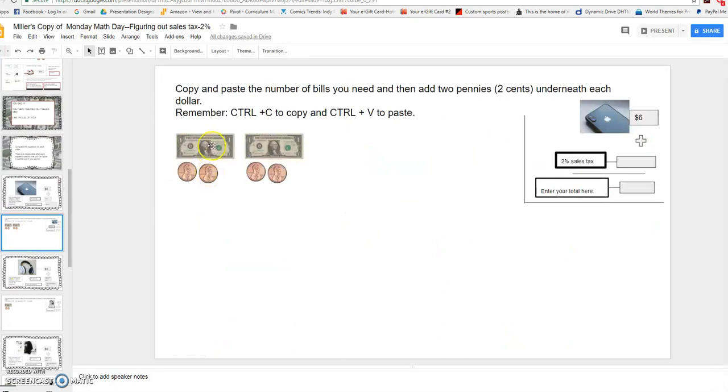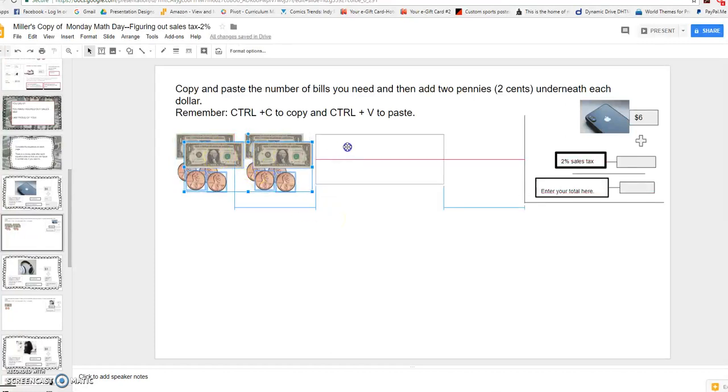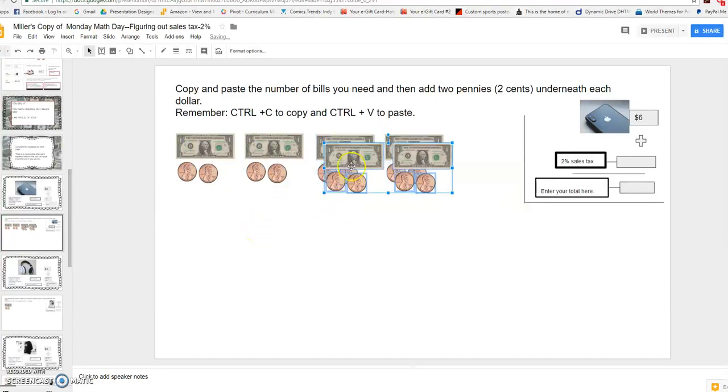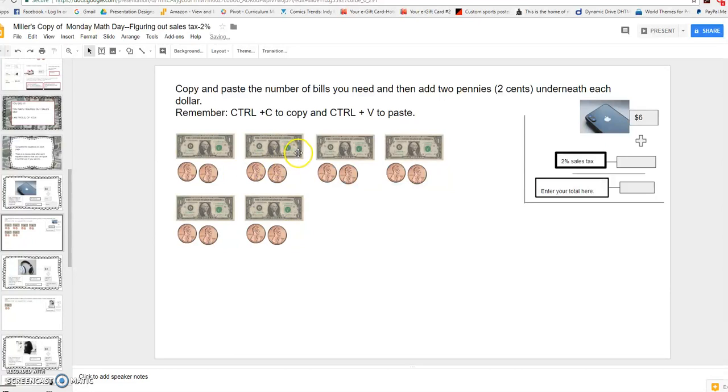Another way of doing it is taking this here. We can copy and paste. It was $6, so we need to do this 6 times. I already have it twice here for you. So I'm just going to select this, and I'm holding down the Shift key so I can select multiple things at once. Control C to copy, Control V to paste. And now I have 4. Control C to copy, Control V again to paste. 1, 2, 3, 4, 5, 6. And then my 2 cents underneath, 2, 4, 6, 8, 10, 12 cents. I can go ahead and enter that here, 0.12. And the answer, of course, is $6.12.